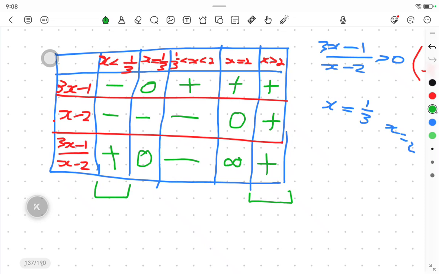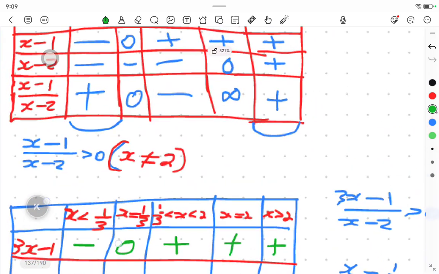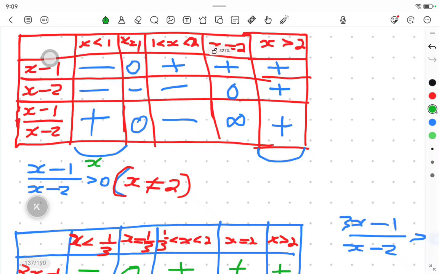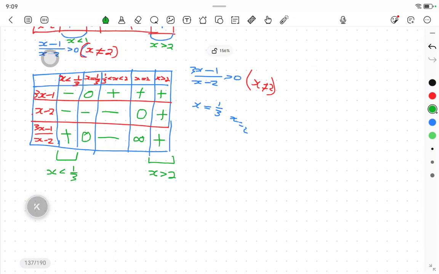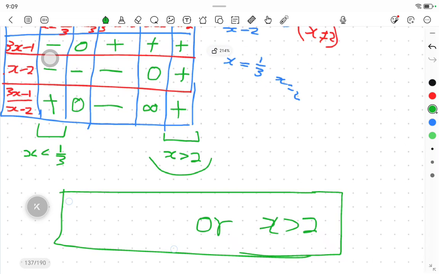So this one would give us the solution where x is less than 1 over 3, and this one where x is greater than 2. Now we got two different solutions. This one here was where x is less than 1. Here it's where x is greater than 2. Now we need to combine them and check which one. On the right hand side we see that we have one thing, which is x greater than 2. Now let's decide on the left hand side.